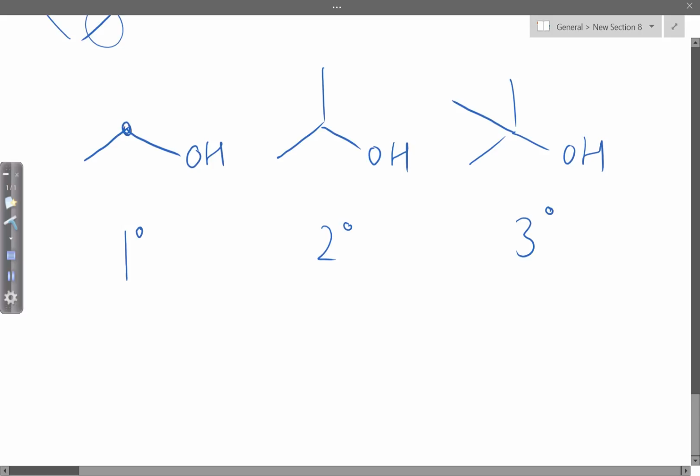If there's 1, it will be primary. 2, secondary. 3, tertiary. You cannot have 4, right? So this is primary, secondary, tertiary. Of course, apart from alcohols, you can have other functional groups. So for example, amines. You can have a primary amine.